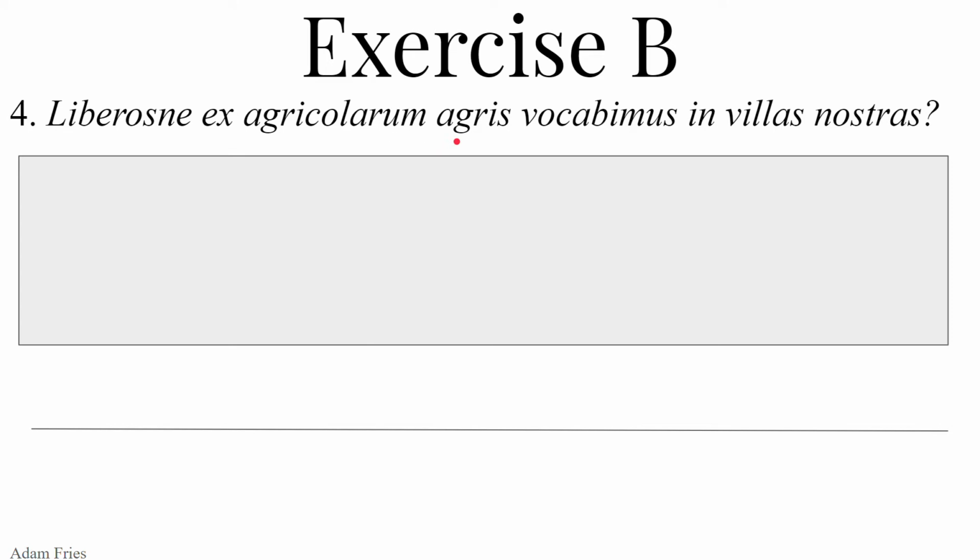Now make that an interrogative, a question expecting a yes or no answer. Will we call the children out of the fields of the farmers and into our farmhouses? Will we call the children out of the farmers' fields into our farmhouses? Is it the children we will call out of the farmers' fields into our farmhouses? Optime, well done.